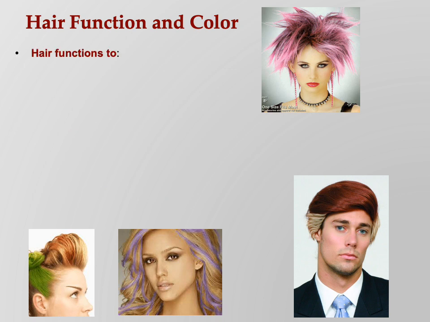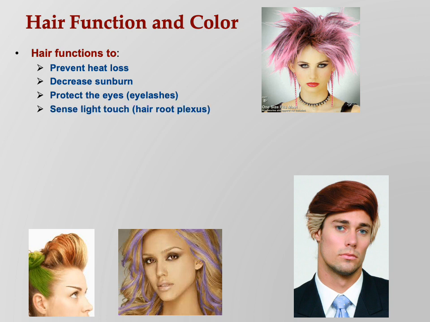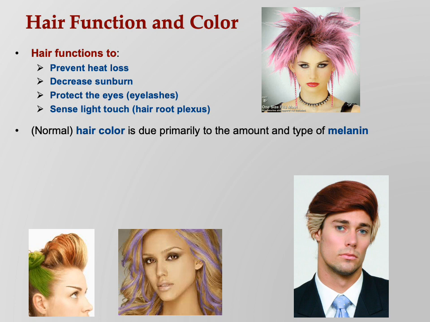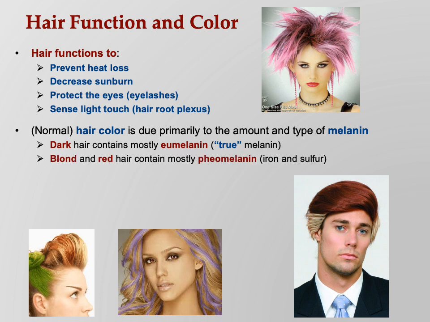So hair function and color. Hair, what does it do? It does a lot of things. Prevents heat loss, decreases sunburn, protects your eyes, eyelashes do. Senses light touch, the hair root plexus, like we talked about a moment ago. Normal hair color has to do with melanin again, and it's the 2 different kinds. So if you have brown or black hair, you've got mostly eumelanin. If you've got blonde or red hair, you got mostly pheomelanin. And of course, the different mixes give rise to all different hair colors.